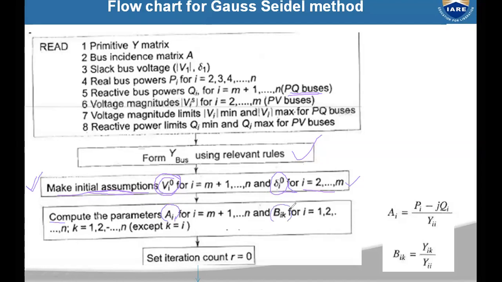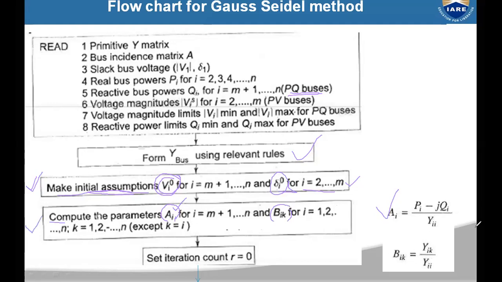Then after making the initial assumptions, you have to compute the parameters Ai and Bik. In your voltage equation, you are getting these two terms, Ai and Bik. Ai is for buses m plus 1 to n, and Bik is for i equal to 1 to n and k from 1 to n except k equal to i. These expressions are given here: Ai is equal to Pi minus jQi by Yii, and Bik is equal to Yik by Yii. So you compute these terms.